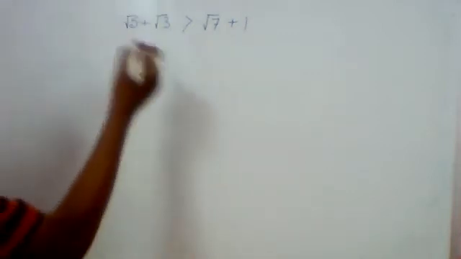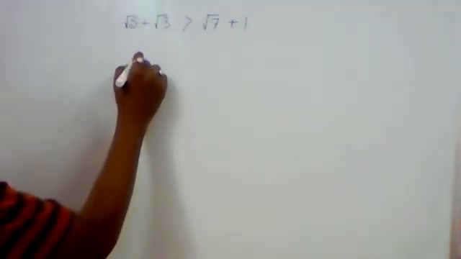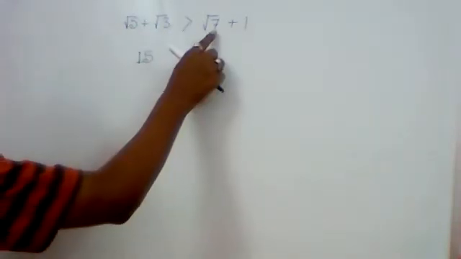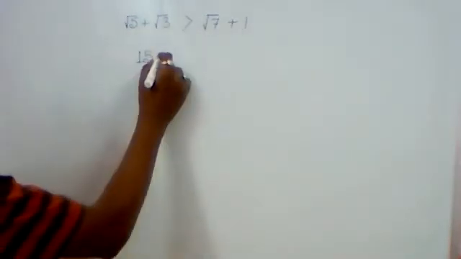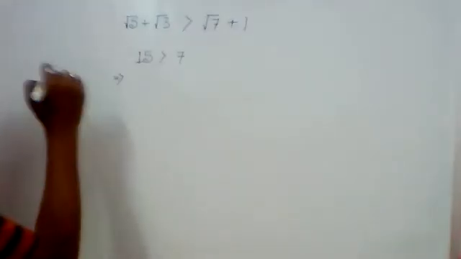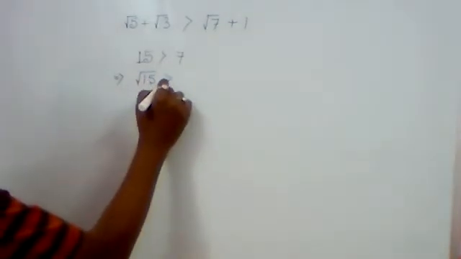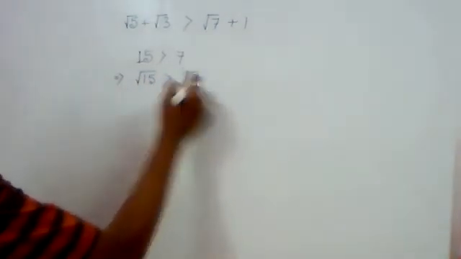Now there is a matter of intuition. We know that 5 into 3 is 15 and 7 into 1 is 7. So 15 is greater than 7. Okay. So we can write root 15 is greater than root 7. It is very obvious because both of them are positive.